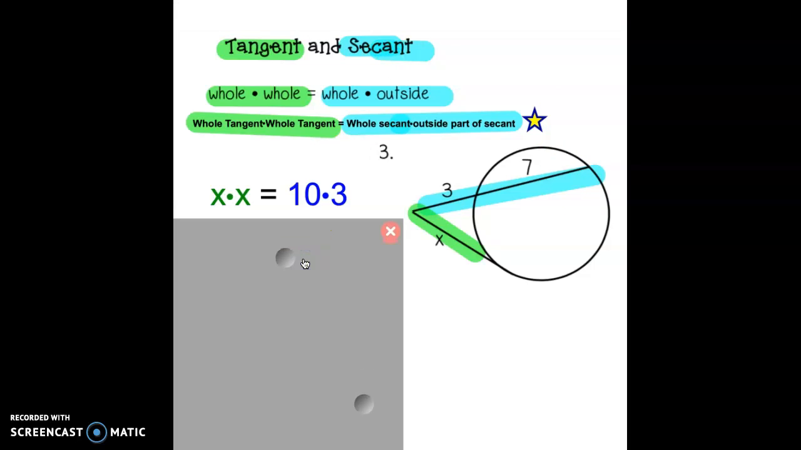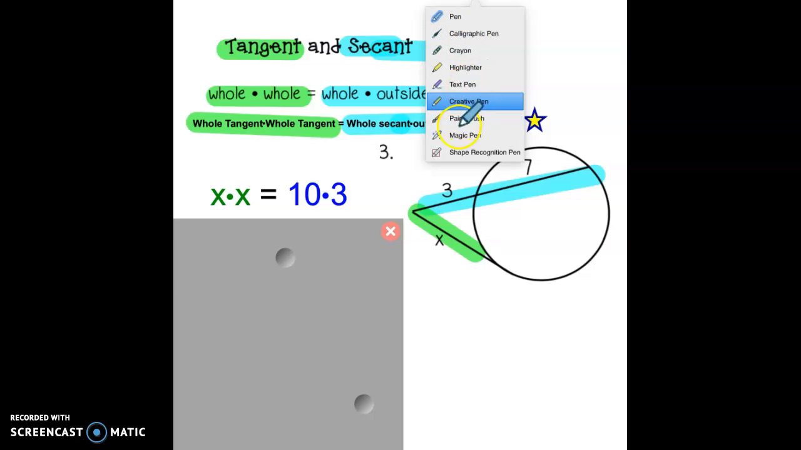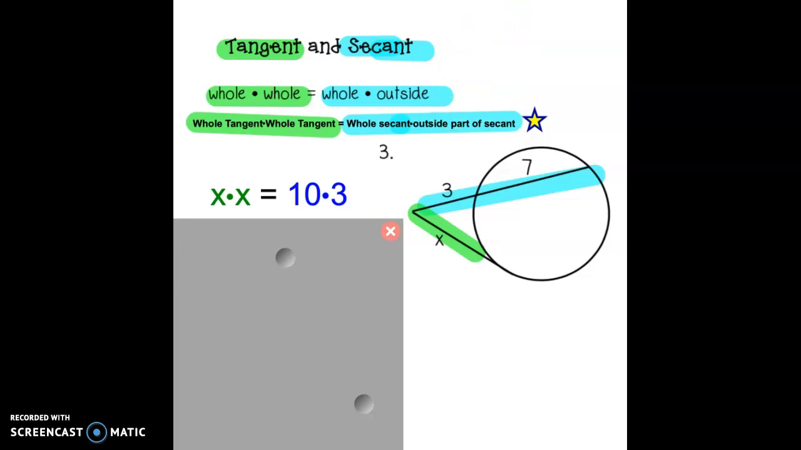Alright, hopefully you picked the answer that looks like this. X times x equals 10 times 3. So now we're going to look at where those parts came from. We've already established that this segment highlighted in green was the tangent because it touches the circle once. So whole tangent times whole tangent, well, you have to ask yourself, what is the value of that tangent? And it is x. So that's where we get the x times x.